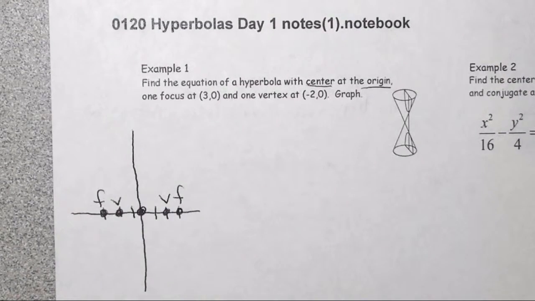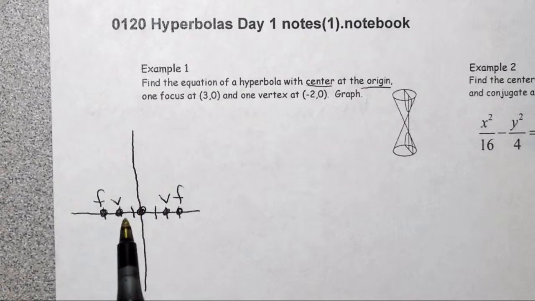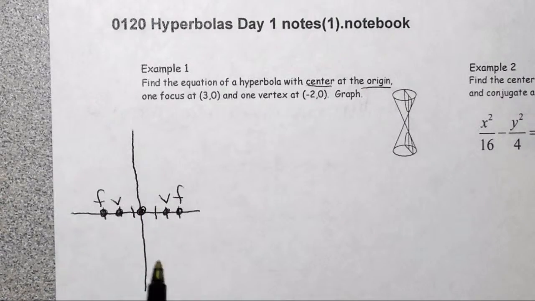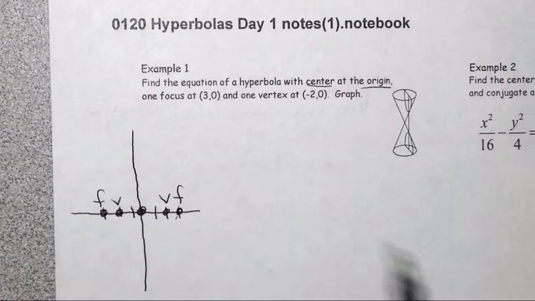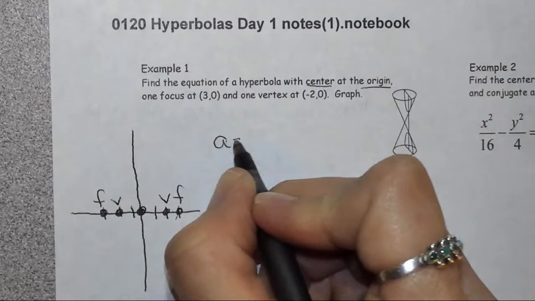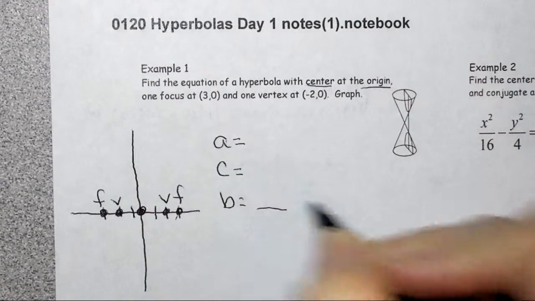So I know a lot already. I know that it's going to be horizontal because my vertex and my focus are going left and right. And I know that the origin is the center, so I'm not going to have any parentheses at all. In order to finish the graph, I need to find my covertex. Did they tell me anything about the covertex? No, okay. But because they gave me the vertex and the focus, they gave me 2 of my letters. They gave me a and they gave me c. I have to go find b.